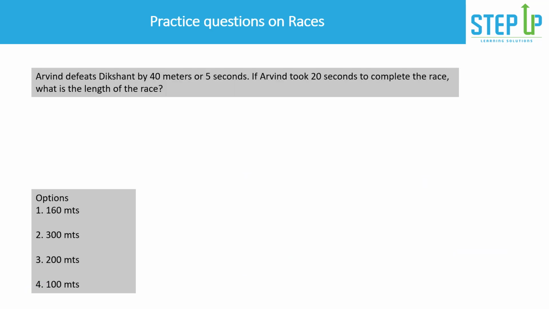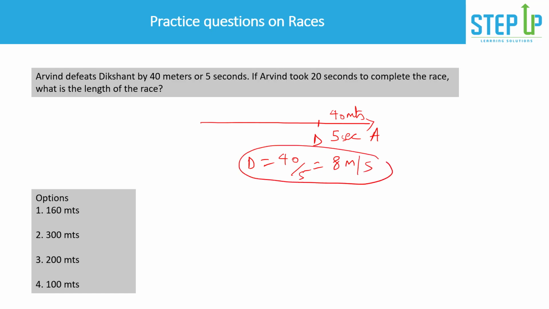Okay, now let's look at another question. It says Arvind defeats Dikshant by 40 meters or 5 seconds. Again, this is something we understood from the last question. If Arvind has already finished, Dikshant would be somewhere behind, and would take 40 more meters or 5 more seconds to finish the race. This means Dikshant's speed is 40 upon 5, which equals 8 meters per second. This is easy.